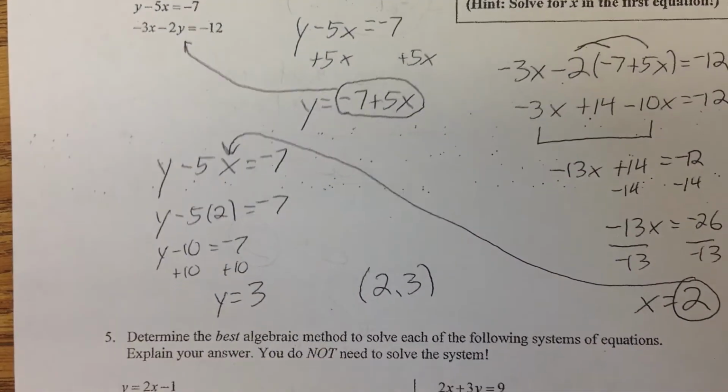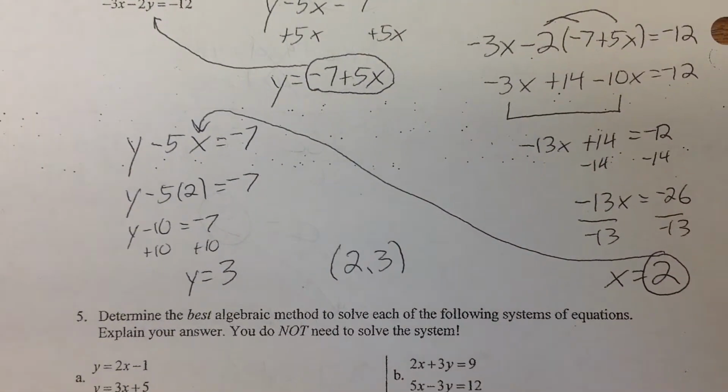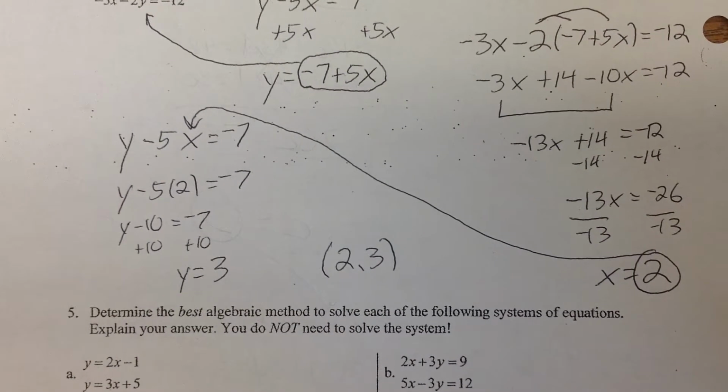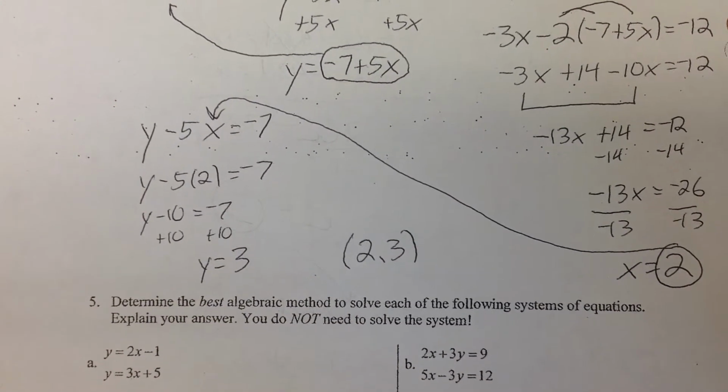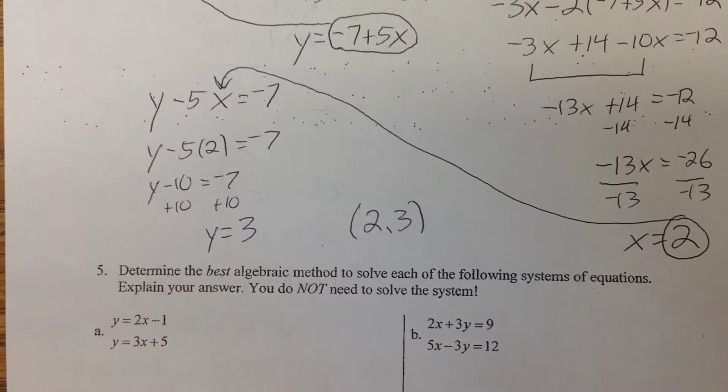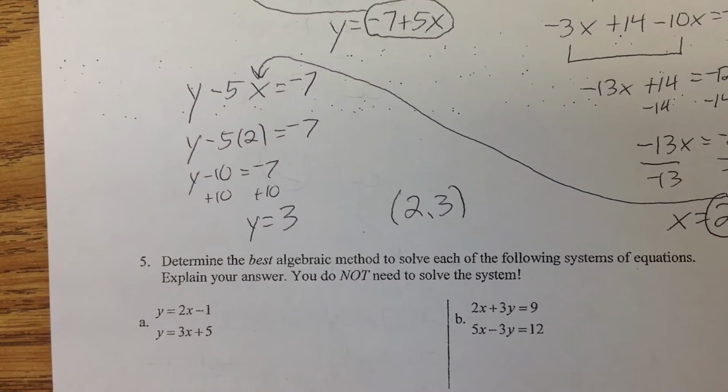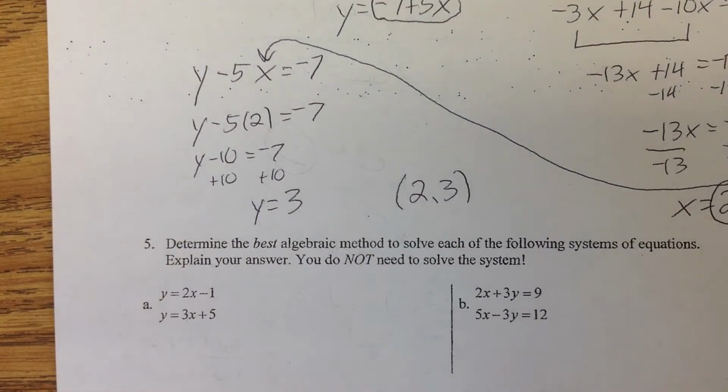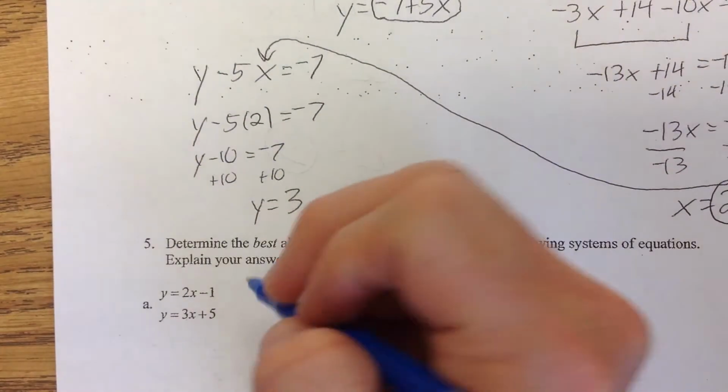All right, let's read number 5. Determine the best algebraic method to solve each of the following system of equations. Explain your answer. You do not need to solve the system. All right, so we're just looking at these, and then we're picking which way would be the best way to solve it. So the first one here is going to be substitution.